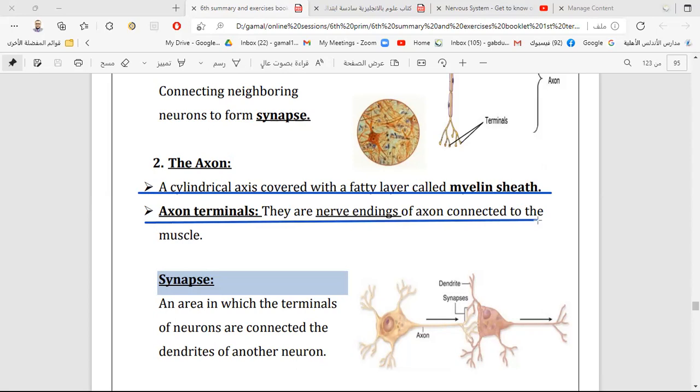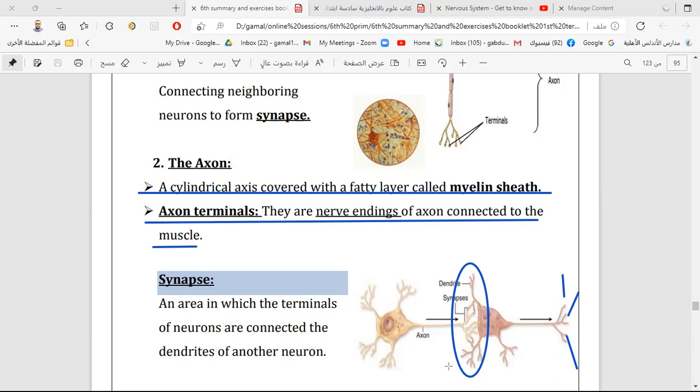Axon terminals are nerve endings of the axon connected to the muscle. The axon terminals, like these terminals here, are connected to muscles, connected to any organs. Okay? And when they are connected to each other, they make synapse. It may be connected to the dendrites of another cell. So terminals can be connected to muscle, or can be connected to dendrites.